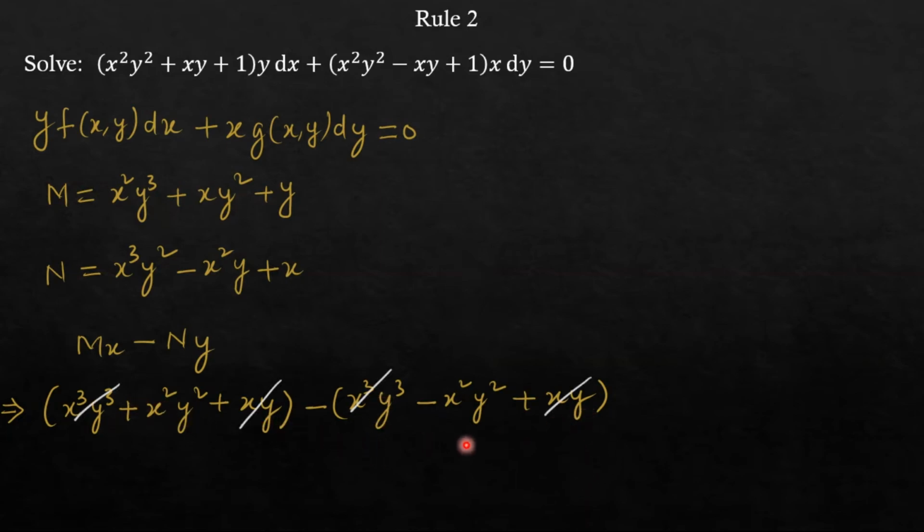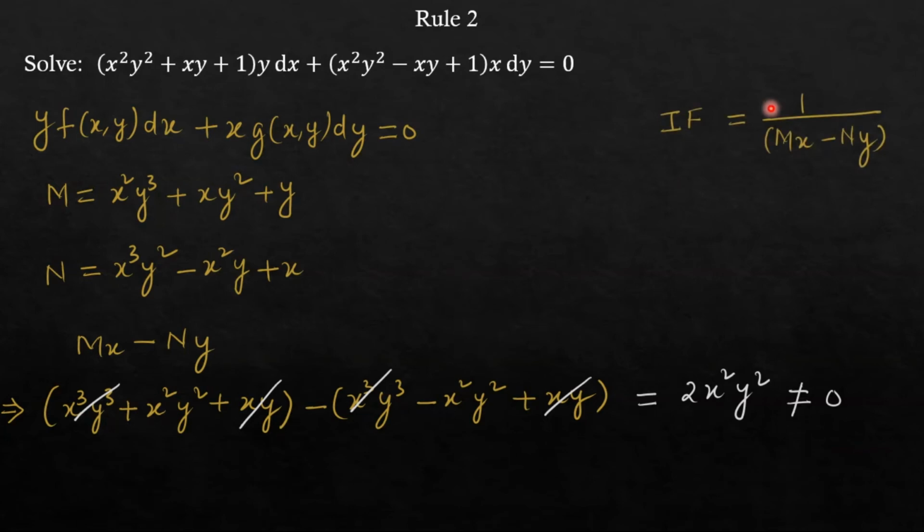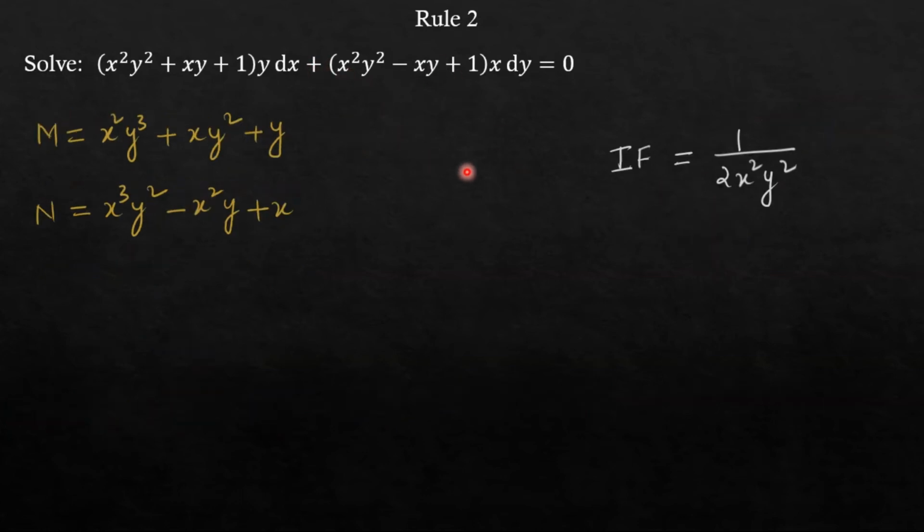So you will get 2x square y square, which is not equal to 0. So our integrating factor is 1 upon Mx minus Ny, that is 1 by 2x square y square. This is the integrating factor. To make this differential equation exact, I will have to multiply this integrating factor on both the sides. So if you multiply this integrating factor into this differential equation, our new value of M and N will become M into integrating factor and N into integrating factor.